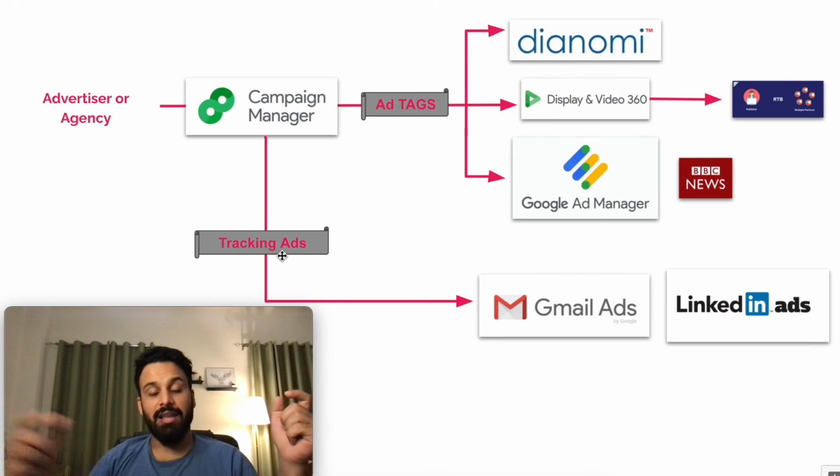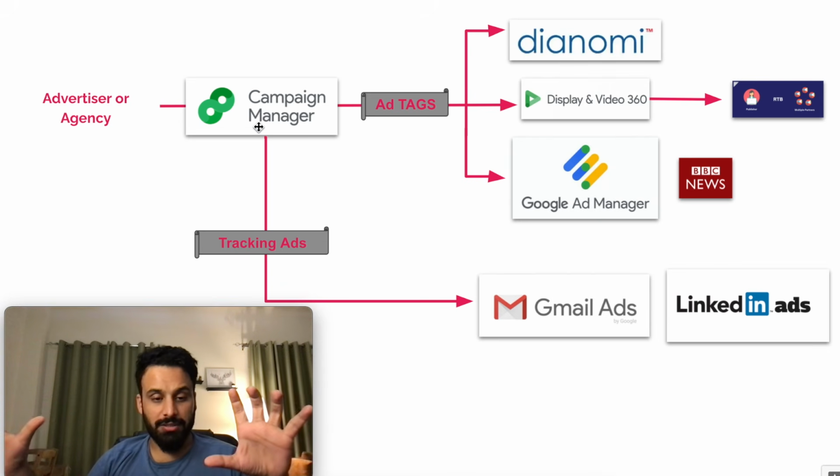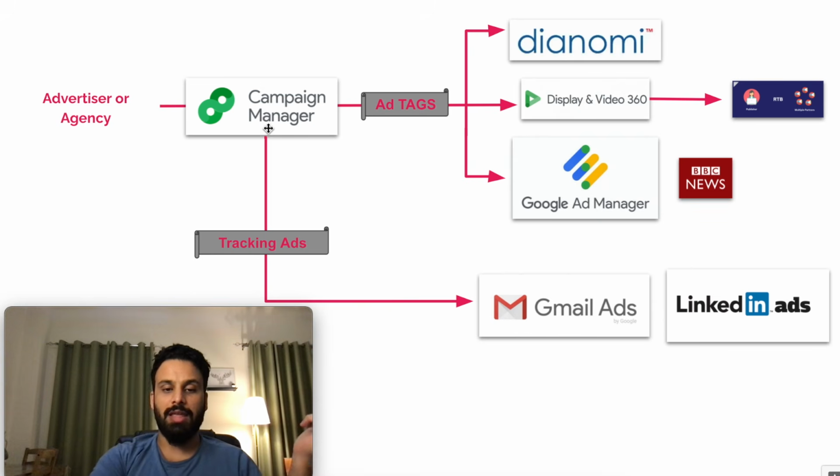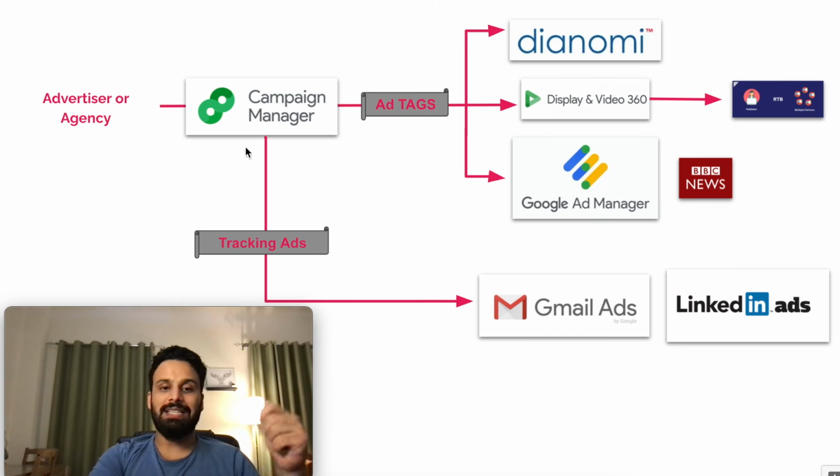And that's when Campaign Manager will even count the conversions and all those things which came through LinkedIn and Gmail. Gmail and LinkedIn will count the conversions, clicks, impressions on their own as well, but you will not have to rely on their reports. You can see a unified report in Campaign Manager.